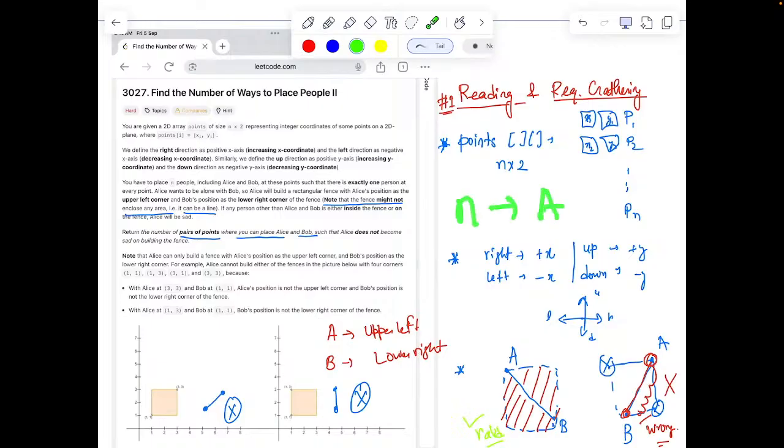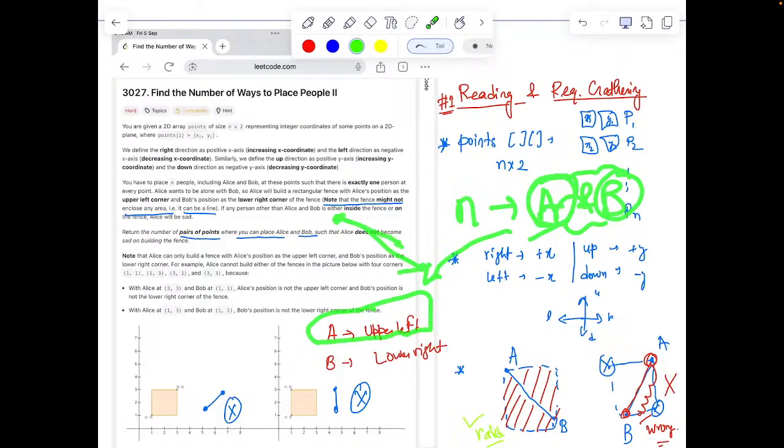We have Alice and Bob, and there is a strict condition that these two want some privacy, and for that purpose A wants to be at the upper left of a rectangle which they will create. It can also be a degenerate rectangle, a line segment or something. A has to be upper left and B has to be bottom right. And there should be no other point in this space, then it will be a valid case.